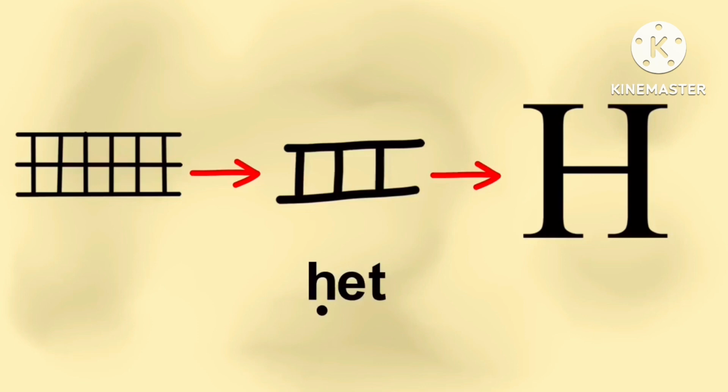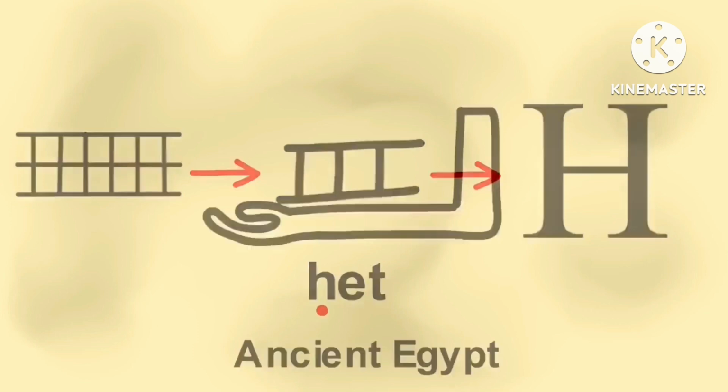This time you can see a little dot below the letter H. This dot indicates that it's not a normal H. This is pronounced like this. Hut. It's just a stronger H.